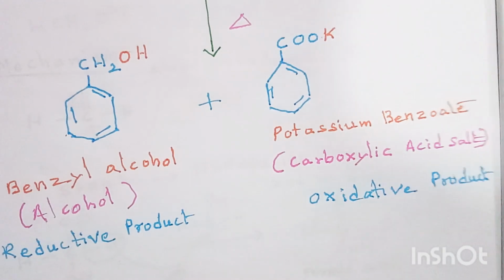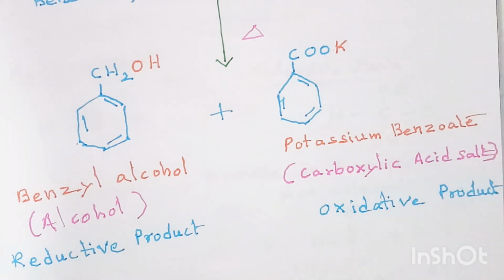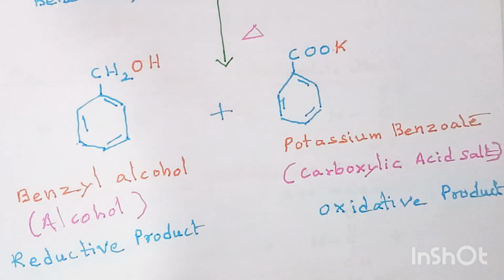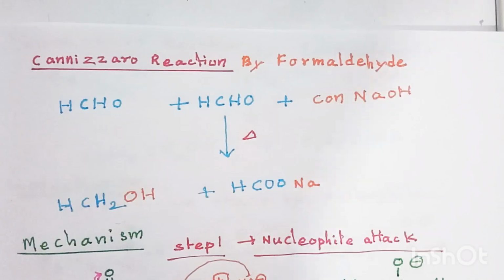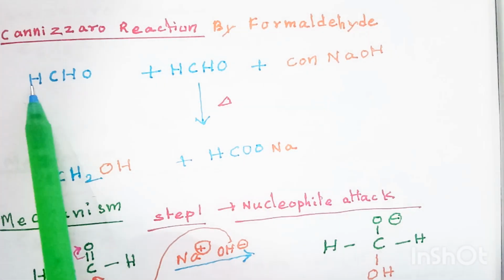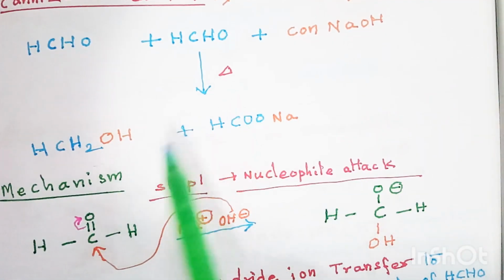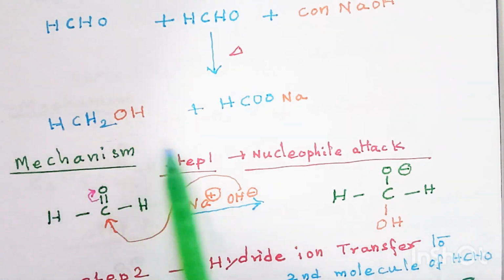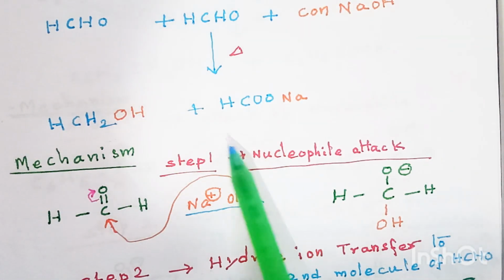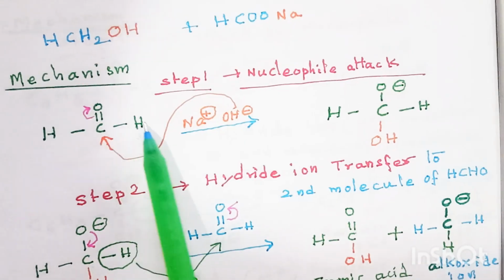This is enough. Now those of you who want to learn about the mechanism of reaction, you can learn from here. Let's see the mechanism of reaction in formaldehyde. Formaldehyde is HCHO plus concentrated NaOH on heating gives methanol, that is methyl alcohol, and sodium formate, HCOONa. Let's see the mechanism.